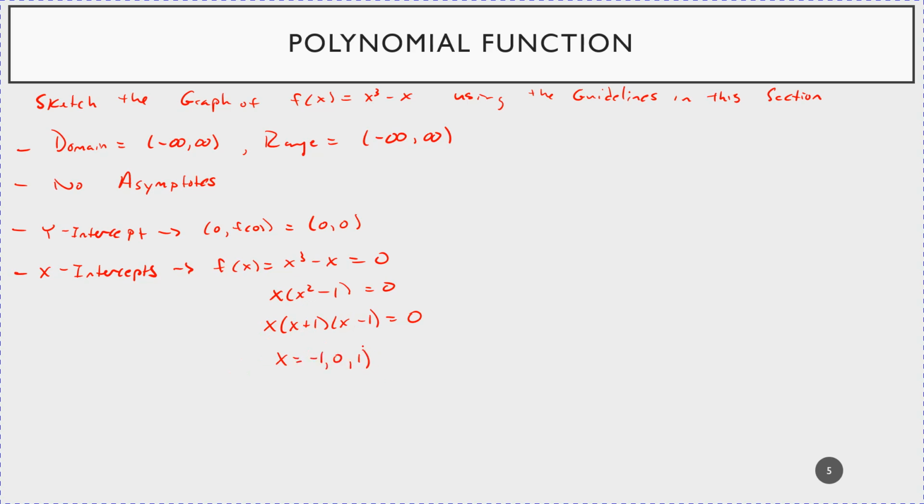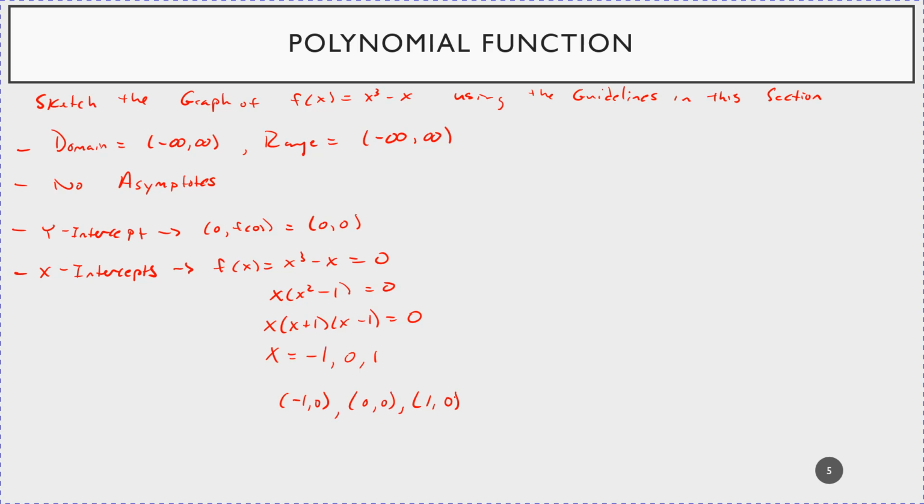Okay? So here, a bit of a typo there. So here I have three x-intercepts. If it helps to see it, the points of the x-intercepts are (-1, 0), (0, 0), which is also the y-intercept, and (1, 0). All right, those are going to be really important to help me sketch the graph of this function.